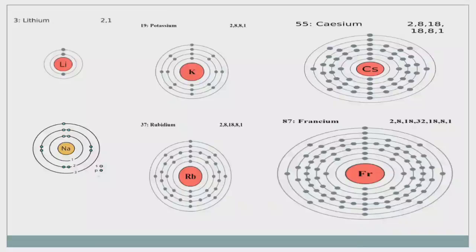So from top to bottom, atomic number increases and the number of cells present in the atom increases. So from top to bottom, atomic radius increases. From lithium to sodium, sodium to potassium, potassium to rubidium, rubidium to cesium, cesium to francium, atomic radius increases. So our final conclusion is, in a group from top to bottom, atomic radius increases.